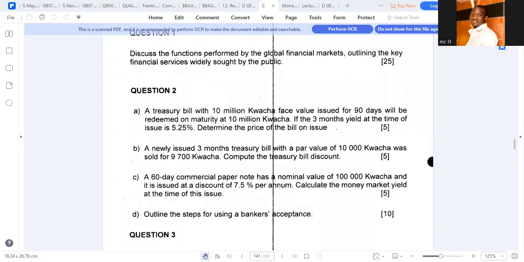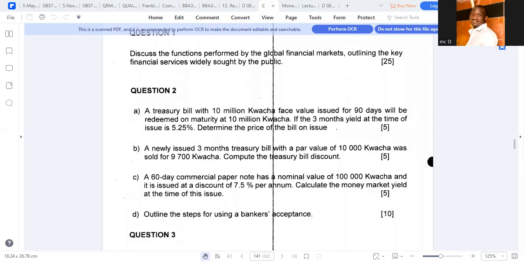So if we master the formula, the treasury bill discount is the par value minus the price, over par, times 365 over 90, times 100. So in this case, our par value is 10,000 and our selling price is 9,700, as you can see. So we'll substitute that in that formula for our treasury bill discount.